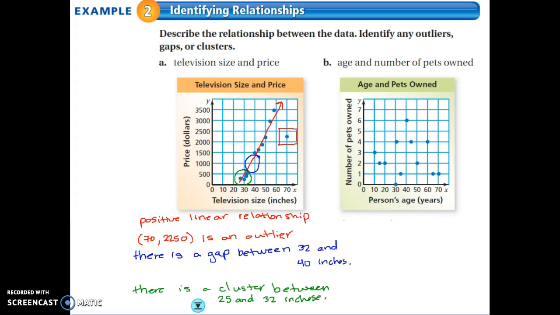In part B, this one is deceivingly easy. These dots have no relationship. They are just all over the place. That being said, there's really no outliers because there's no relationship or no trend to follow in the first place. They're so spread out, there's no gaps or no clusters in the data. So all we can say about part B is that there is no relationship.